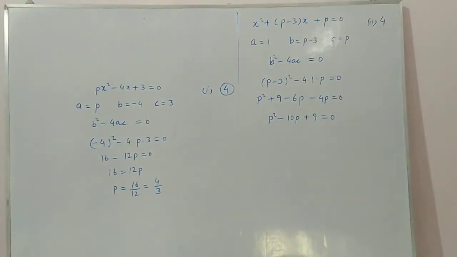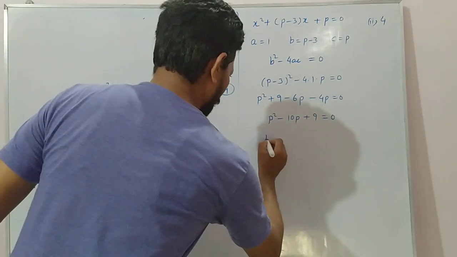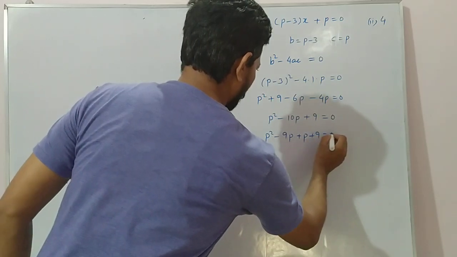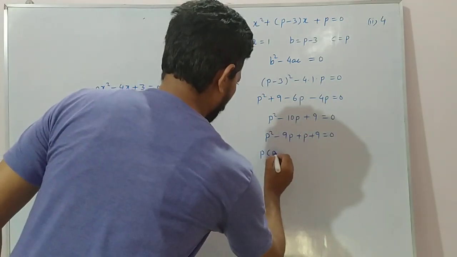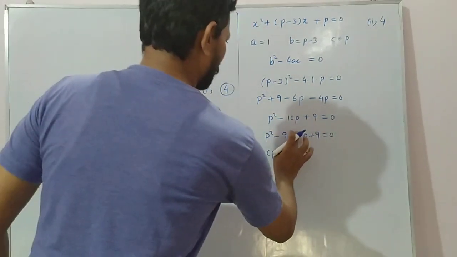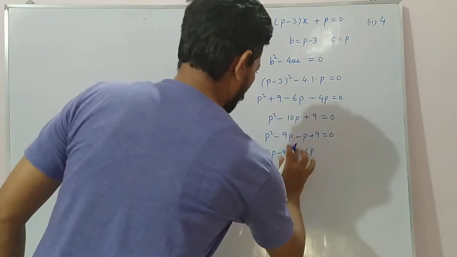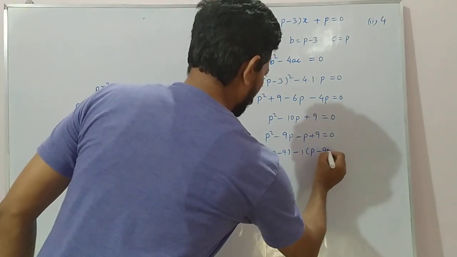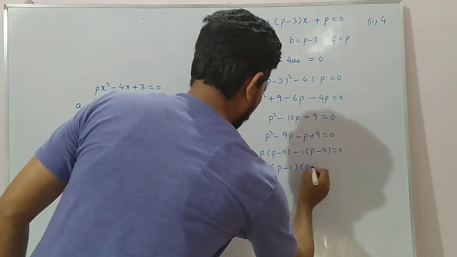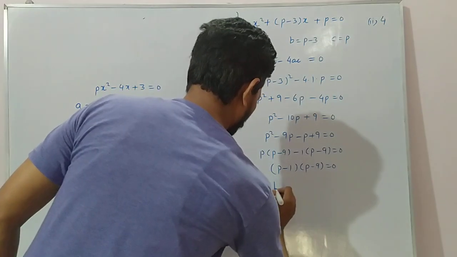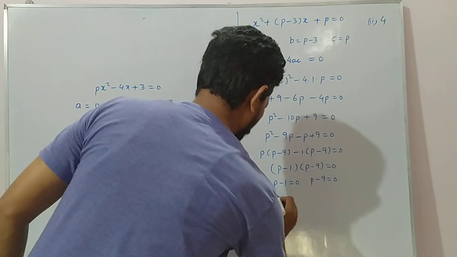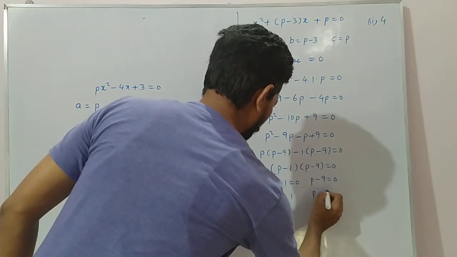We can split this by the middle term factor, it will be easier for you. So p square minus 9p minus p plus 9 equal to 0. P common, p minus 9, minus 1 common, p minus 9 equal to 0. P minus 1 into p minus 9 equal to 0. P minus 1 equal to 0, p minus 9 equal to 0. P equal to 1, p equal to 9.